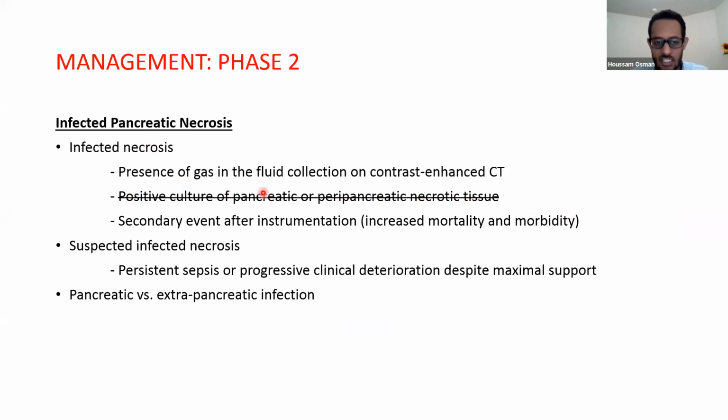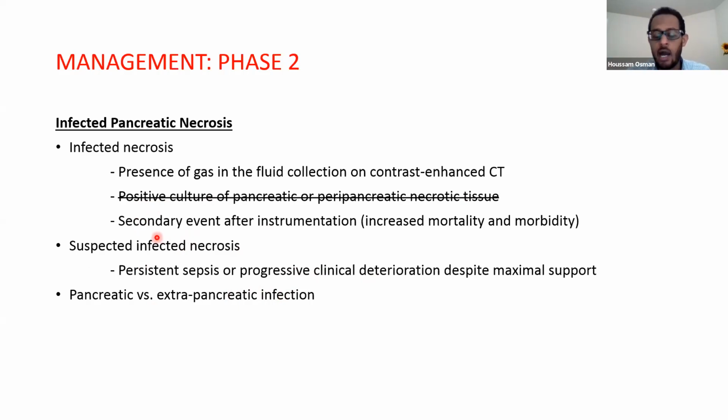Either you have a CT scan with gas in the pancreas, or you suspect the patient has infection because the patient has persistent sepsis and he is not progressing well despite your maximal support. Any patient who had a biopsy, even if he was not infected at the time, he's infected now. If you have a CT scan that shows gas in the pancreas, this patient has infected pancreatic necrosis, treat him that way.